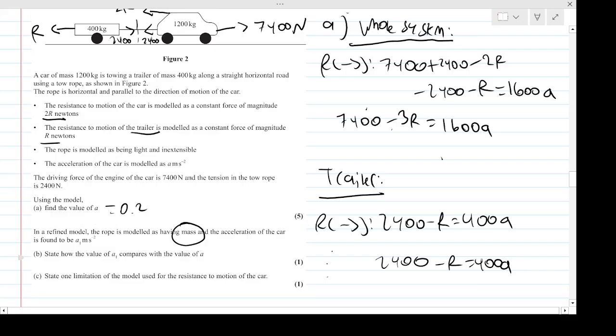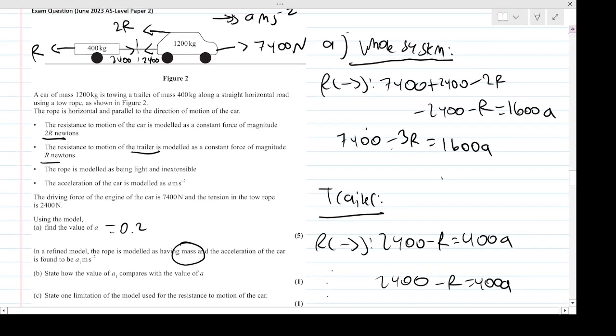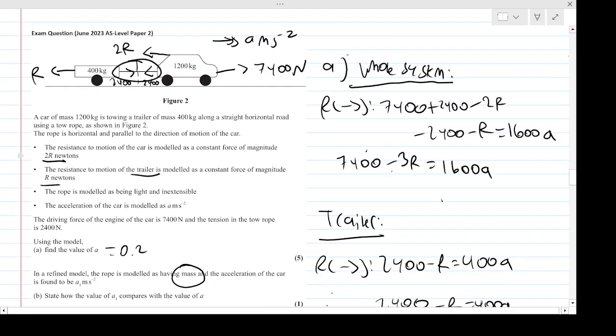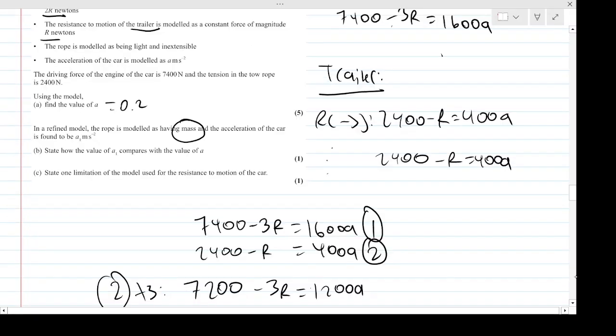So what difference does the rope now having mass make? If it has mass, then if you think about it, the mass in the tow bar, the tow rope, creates even more strain on the car. So the car's trying to move forward, right, but it has all this extra strain resisting it. If you just make the tow rope have mass, you impose even more strain on the car to move forward. So it's going to move slower, which means the acceleration will have to be lower. So I'm going to say as a result, A1 must be lower than A.